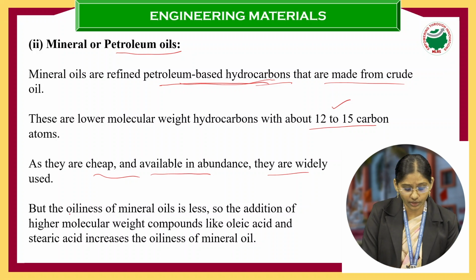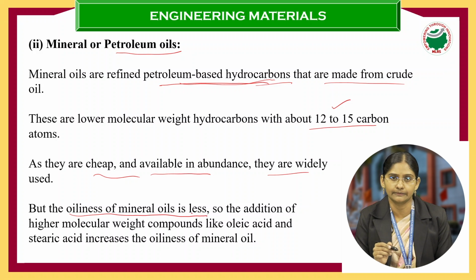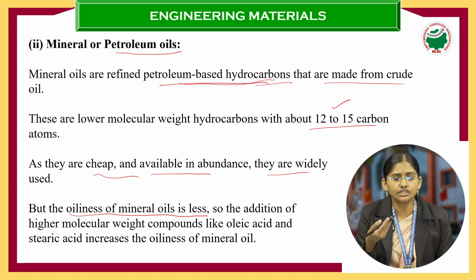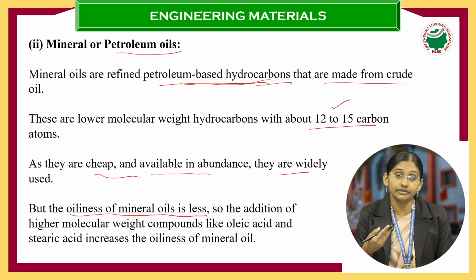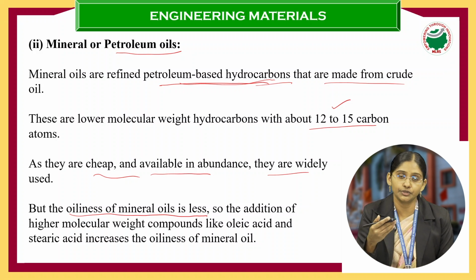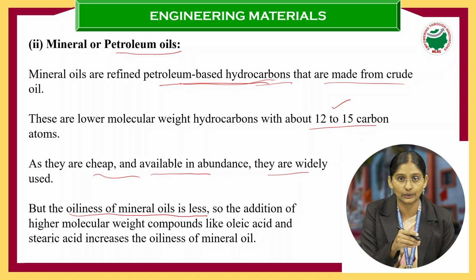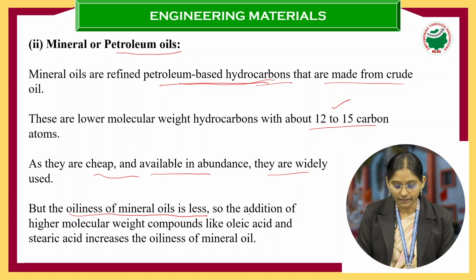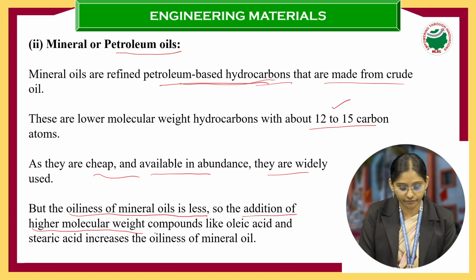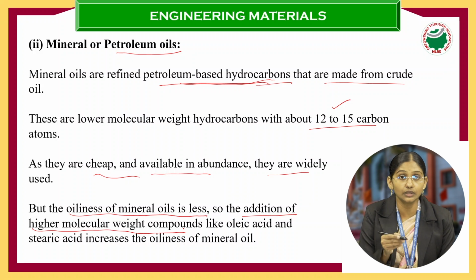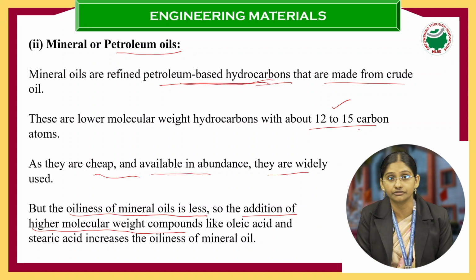But the oiliness of the mineral oil is less. If the oiliness is not there, we don't want to use that oil. If it is a lubricant, it should have oiliness, right? So if the oiliness is less, we don't want to use such kind of lubricants. So to improve the oiliness of this mineral oil or petroleum oil, we need to add high molecular weight compounds. This mineral oil is made of low molecular weight compounds containing 12 to 15 carbon atoms.